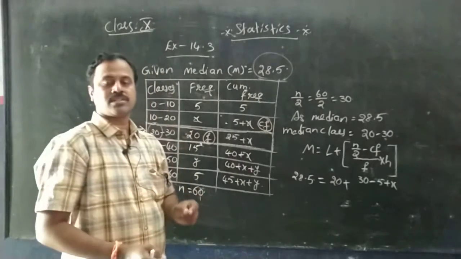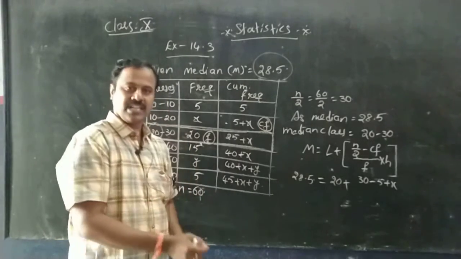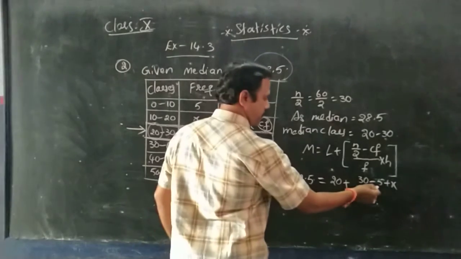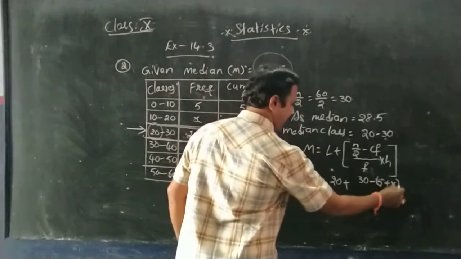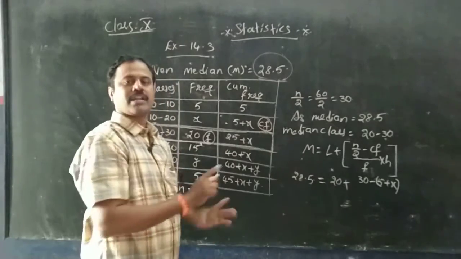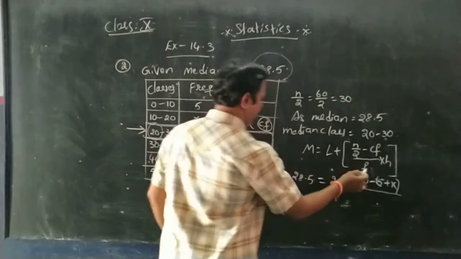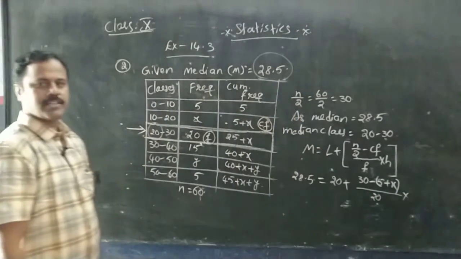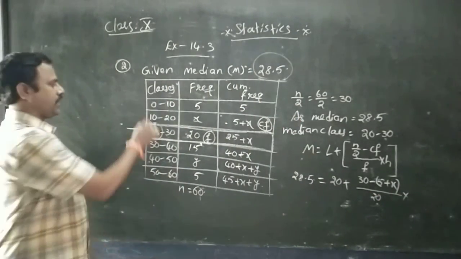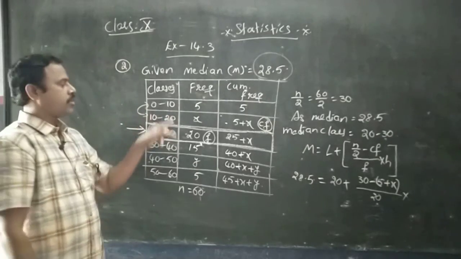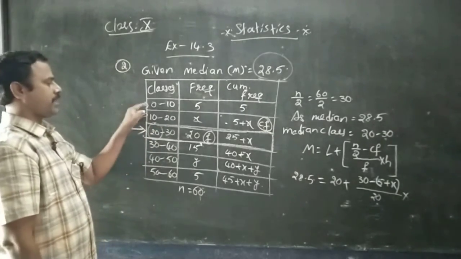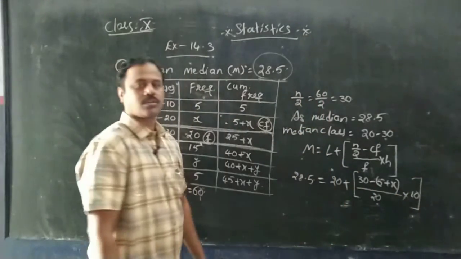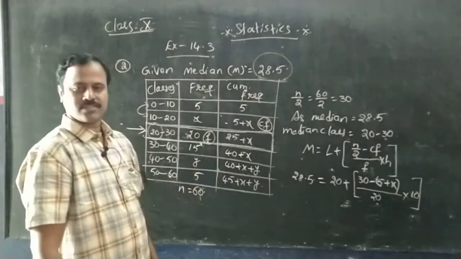Most of the students will make a simple and silly mistake here. When you are taking a binomial, you should not write it in this manner. You have to put a bracket there so that there is no confusion. Divided by F, what is F here? 20. And can you tell me what is H? H means the size of the class, the difference between the successive lower limits or the successive upper limits. So 10 minus 0 is 10. That is your size, not height. I said you should not call that height. It's just the size of the class.